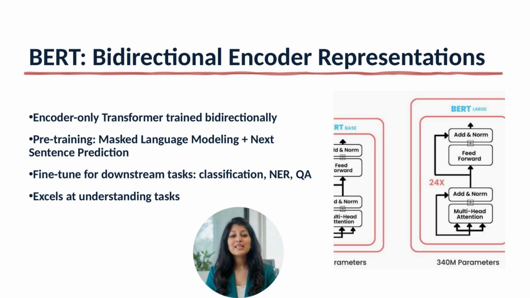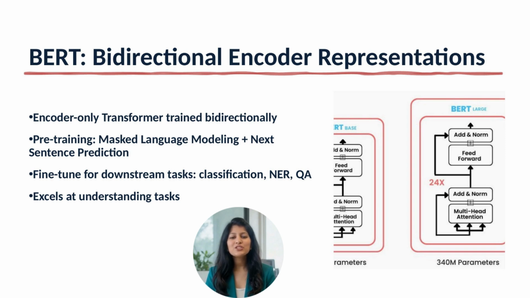BERT, Bidirectional Encoder Representations from Transformers, was a breakthrough in 2018 that showed the power of pre-training and fine-tuning for NLP. BERT uses only the transformer encoder, stacked layers of self-attention and feed-forward networks. Unlike GPT, which processes left to right, BERT processes bidirectionally. Each token can attend to both previous and future tokens. This bidirectional context provides richer representations for understanding tasks.